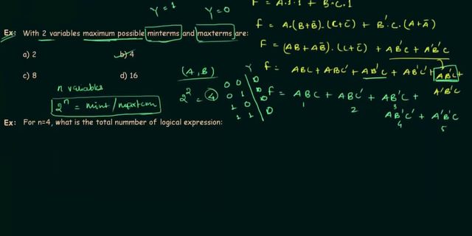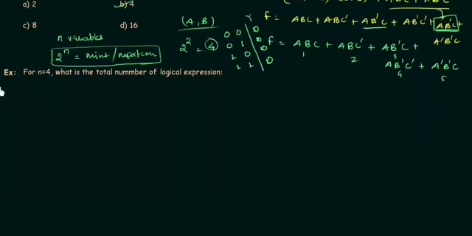And the last example is very important. For n equals 4, where n is the number of variables, so we have 4 variables, what is the total number of logical expressions? First we will find out for n equals 2, then we will generalize the case and find out for n equals 4. So let's start with it.